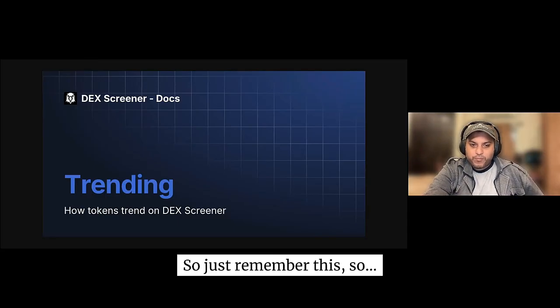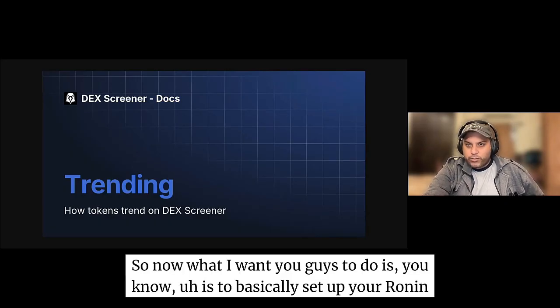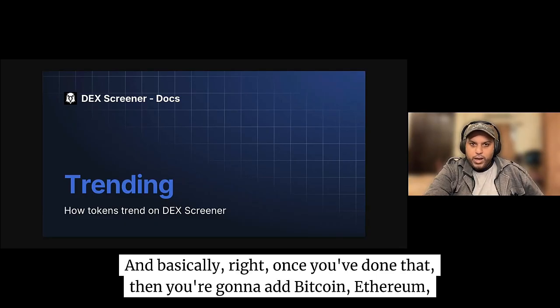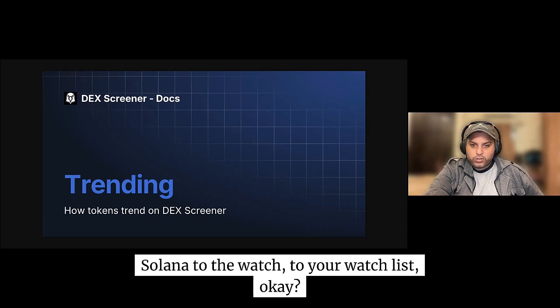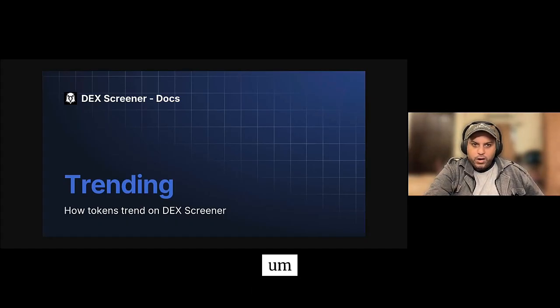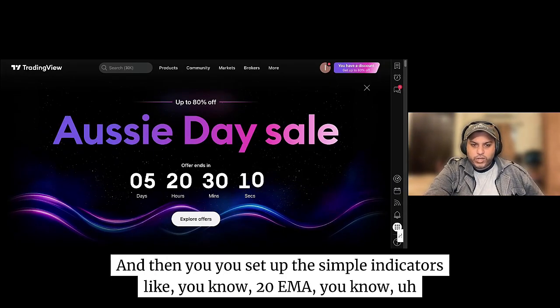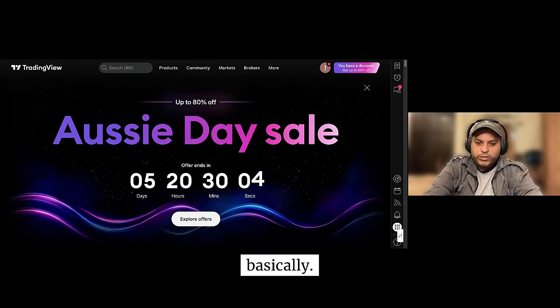Now what I want you to do is set up your Ronin command center. Step one is to create a free account on TradingView. Once you've done that, you're going to add Bitcoin, Ethereum, and Solana to your watchlist. You can just set up a free account on TradingView; you don't have to do a paid account yet. Then you set up simple indicators like the 20 EMA.